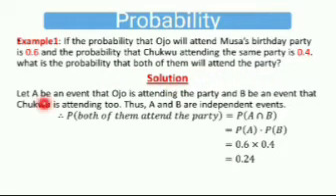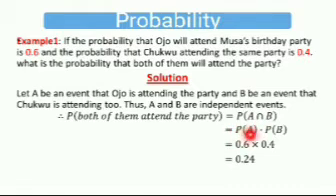Now, solution. Let A be an event that Ojo is attending the party, and B be an event that Chuku is attending too. Thus, A and B are independent events. Yes, A and B are what? They are independent events because Ojo and Chuku are not living together, so they are not together, so they are independent.